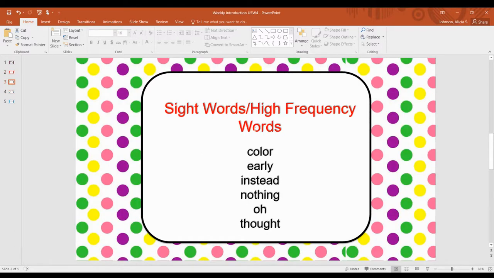Our sight words, also known as our high frequency words for this week, are color, early, instead, nothing, and thought. You do not have to be able to spell these words, but we want you to see and say them. So let's not try to sound these out. You should be able to see and say them. So again, you can practice writing these in sentences, or when you're reading your different stories for the week, see if you can find these words while you're reading.